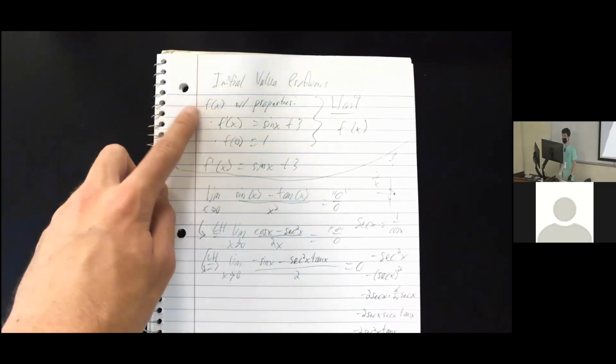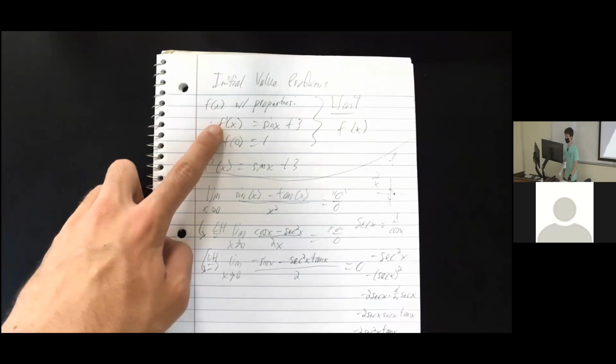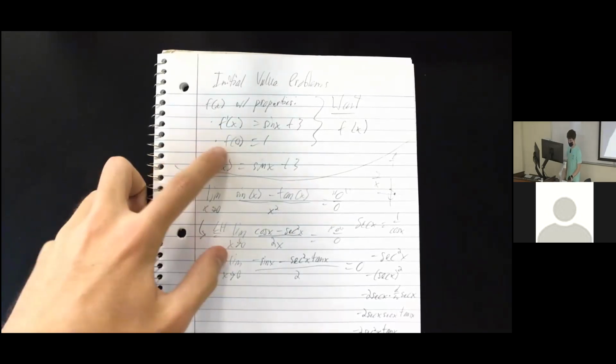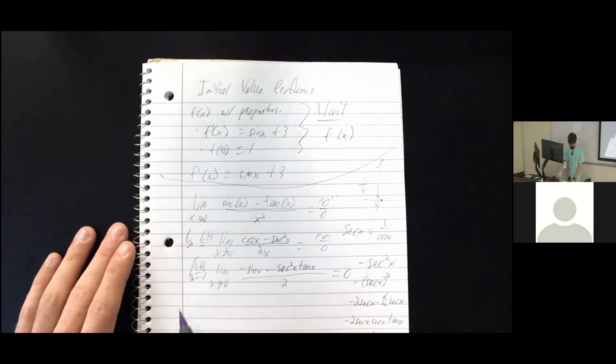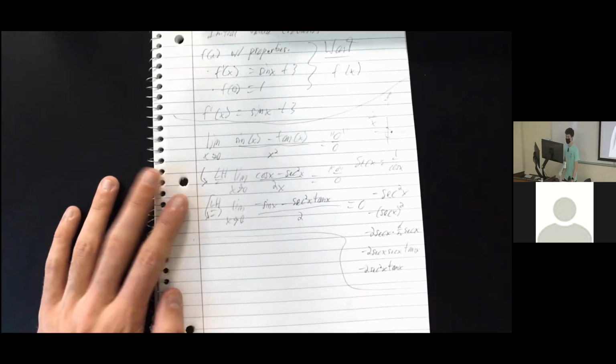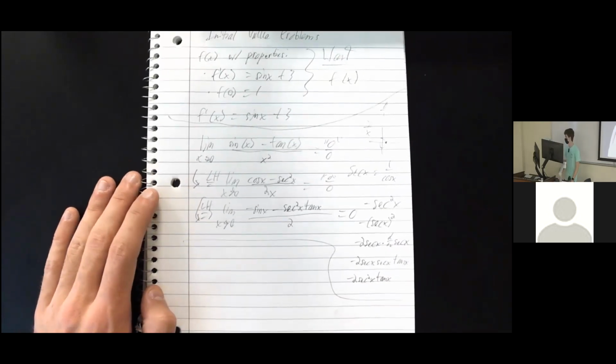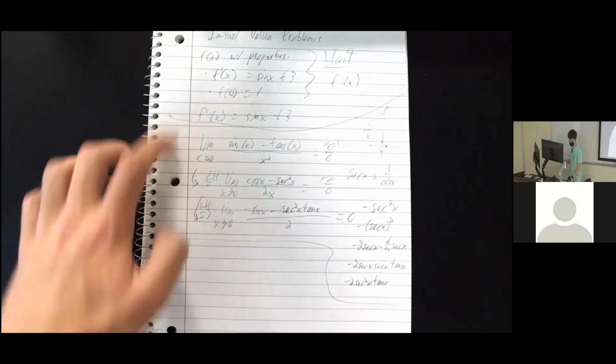So say we have an f of x with properties where the derivative of f of x is sine of x plus 3. And then when you plug 0 into f of x, you get 1 out. So we want to find what f of x is given these things. Okay, so the thing that we can do is just take the antiderivative of this derivative function, because then you just get the original function, right?